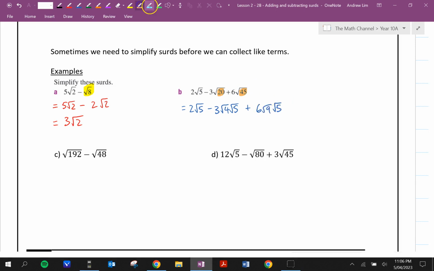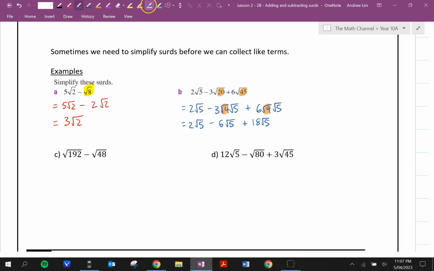So now we can see, oh, alright. Square root of 4 is 2. Square root of 9 is 3. So we can see we've got 2 root 5. 3 times 2 is 6. So we've got minus 6 root 5. 6 times 3 is 18. So we've got 18 root 5.